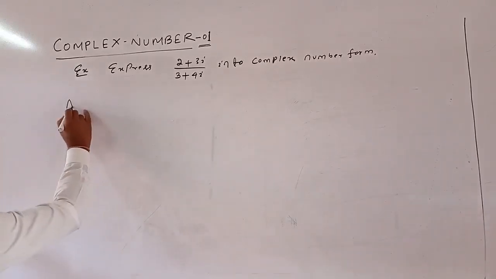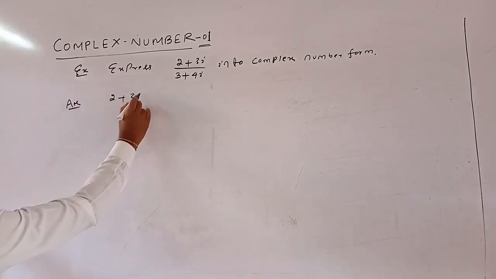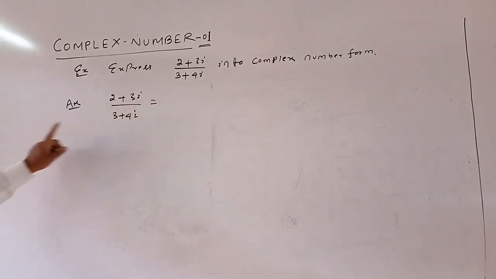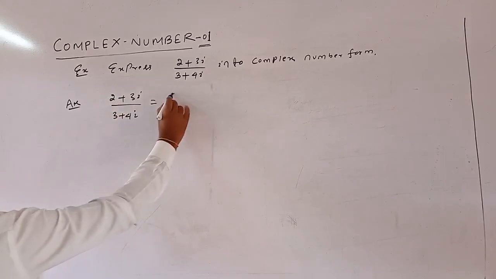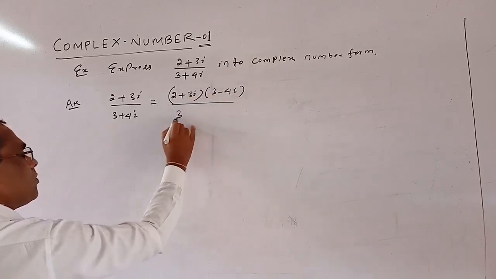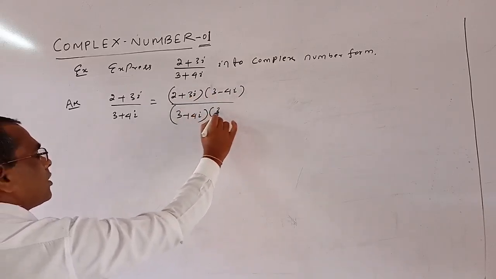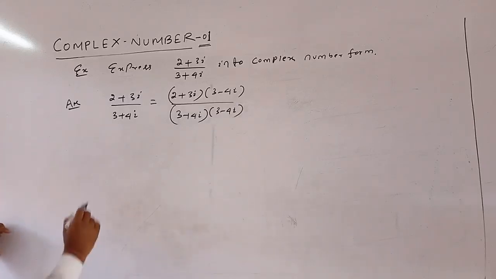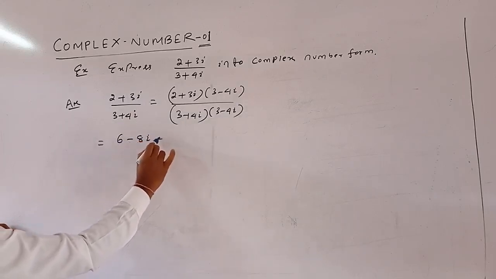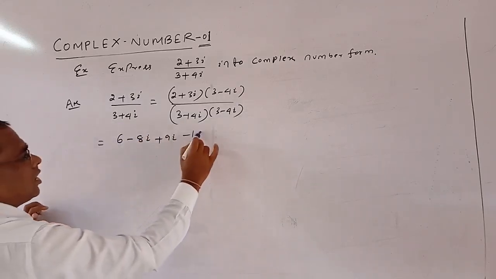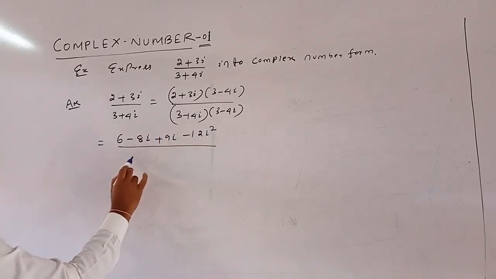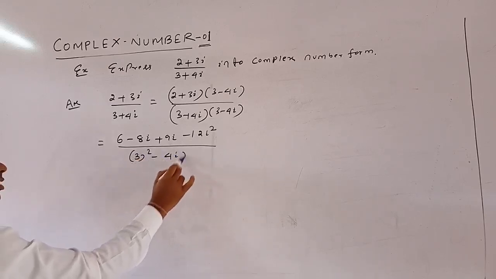Okay, answer. So 2 plus 3i by 3 plus 4i, first you have to multiply the conjugate of the denominator in the numerator and the denominator. So (2 plus 3i) into (3 minus 4i) by (3 plus 4i) into (3 minus 4i). Okay, and now multiply this one: 2 times 3 is 6, minus 8i, plus 9i, minus 12i square, whole by 3 square minus 4i square.